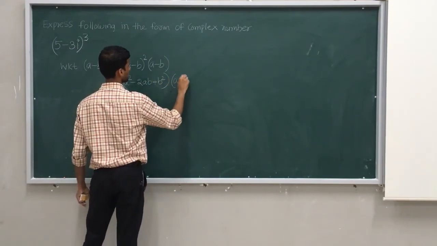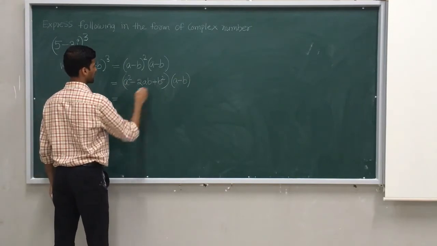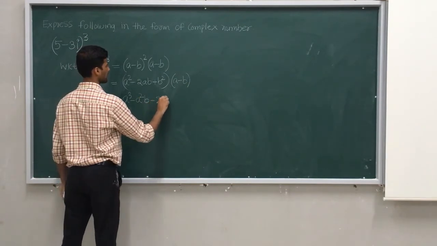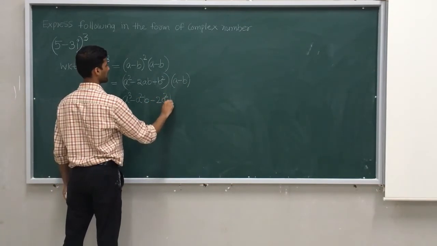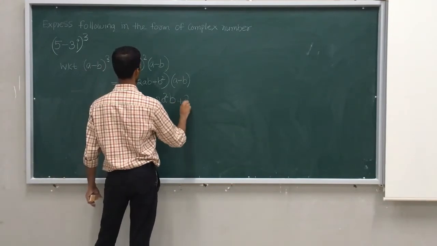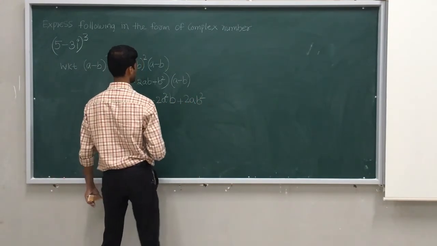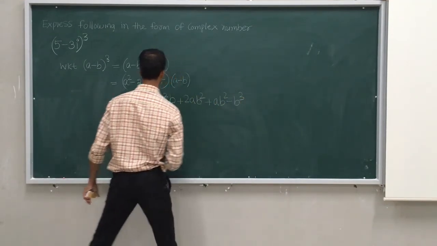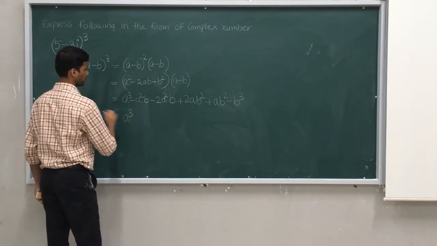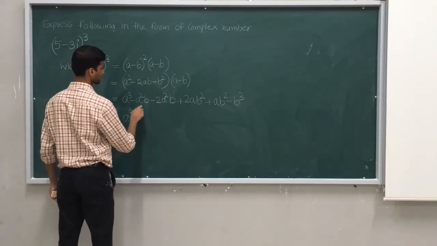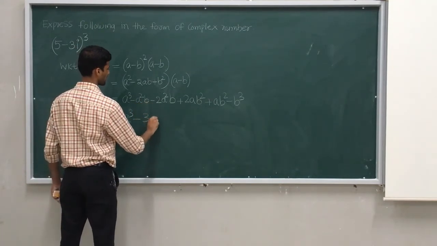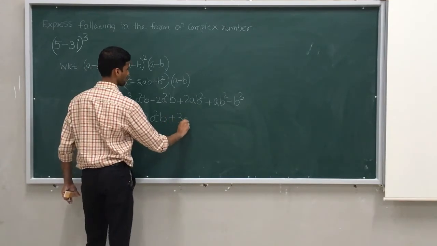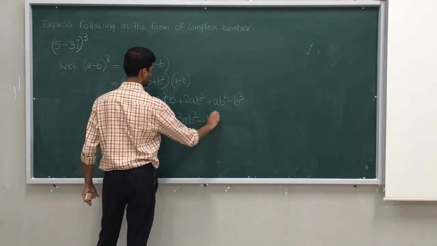Into (a minus b). Then it is nothing but a cube minus a square b minus 2a square b, plus 2ab square, plus ab square minus b cube. So when we take here, a cube, minus a square b minus 2a square b is 3a square b, 2ab square plus ab square is 3ab square, minus b cube.